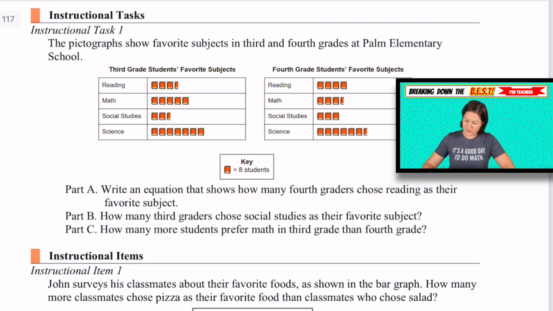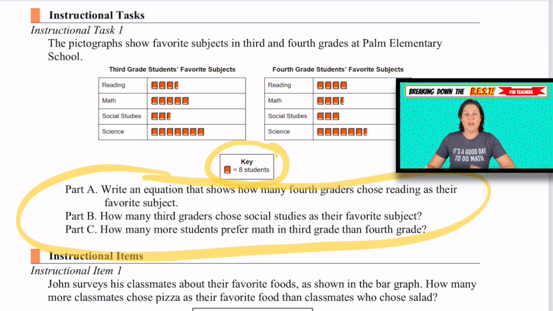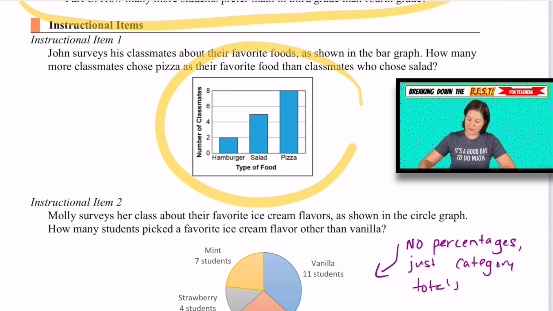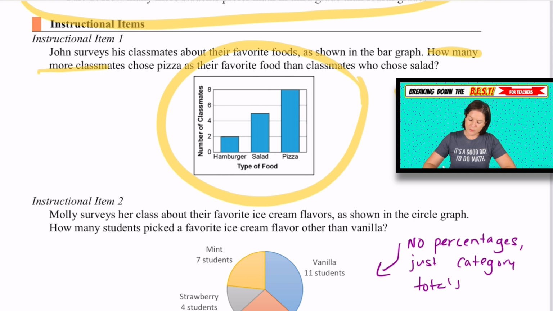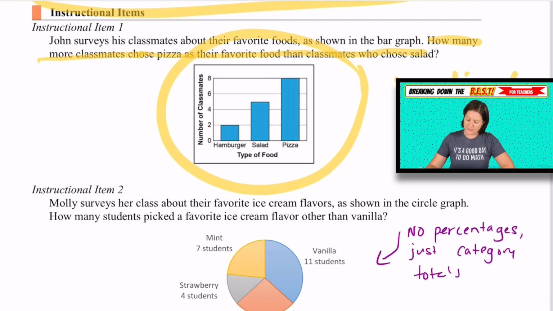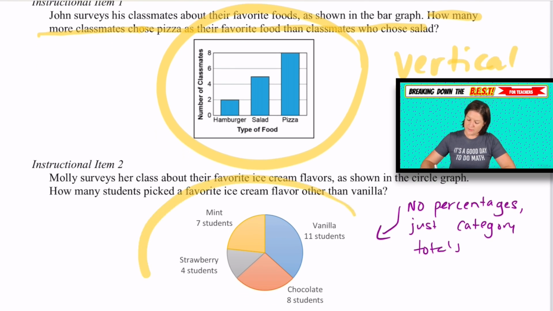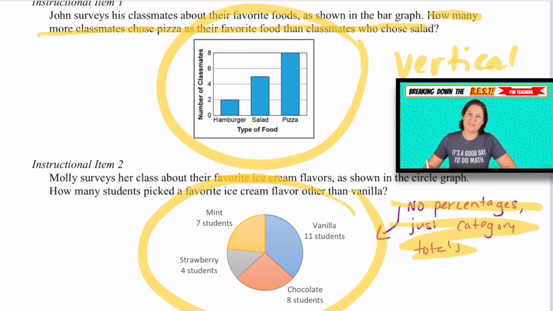Let's see what it looks like in action here. So this would be an example of a pictograph. You can see here the key equals 8 students, and here are some questions that we can use to interpret, to analyze the data. And then here's an example of a vertical bar graph. And it says, here's the question: how many more students chose pizza as their favorite food than classmates who chose salad? And then here is a circle graph, and notice there are no percentages, just category totals. So picking their favorite ice cream.